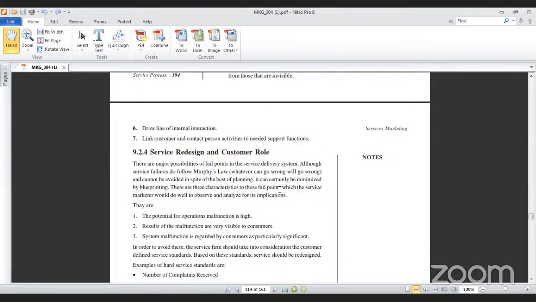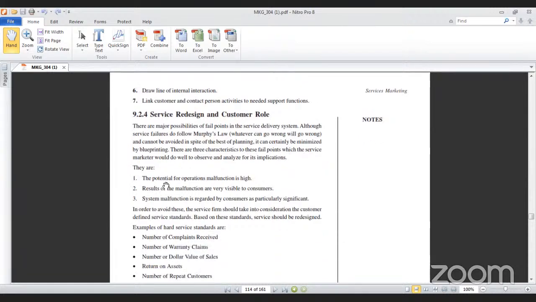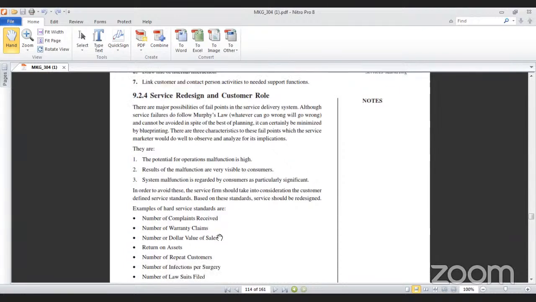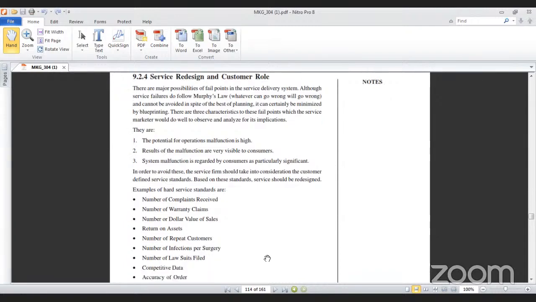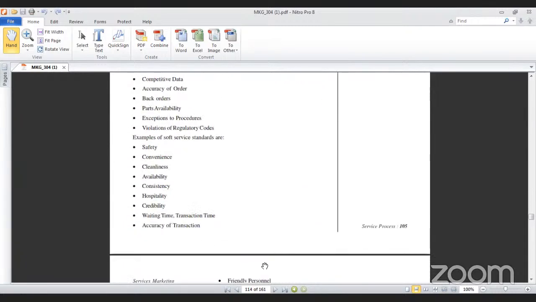There are three characteristics to these fail points which the service marketers would do well to observe and analyze for their implications. First, the potential for operations malfunctions is high. Second, results of the malfunctions are very visible to customers. Third, system malfunctions are regarded by customers as particularly significant. Examples of hard service standards are number of complaints, number of warranty claims, number or dollar value of sales, return on investment, number of repeat customers, number of referrals, etc.